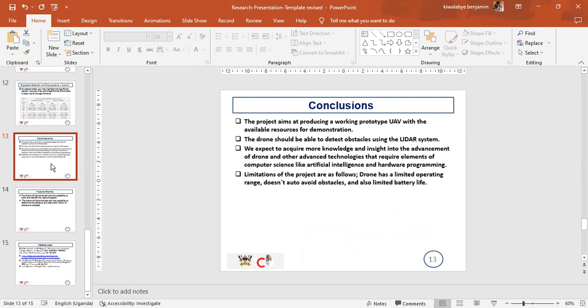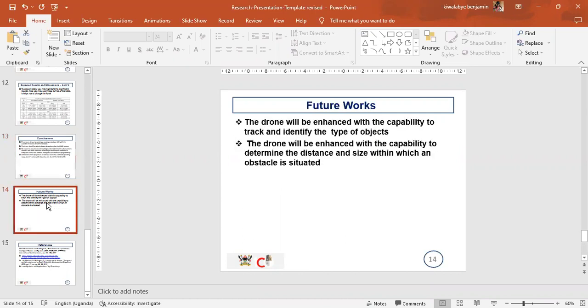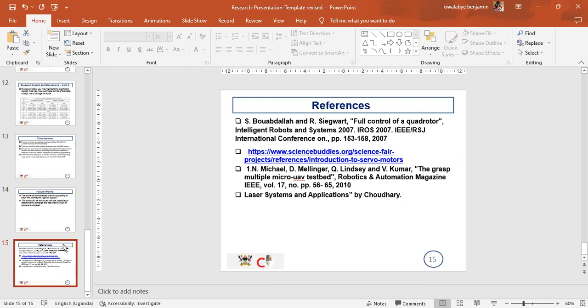The project aims at producing a working prototype UAV with the available resources for demonstration. The drone should be able to detect obstacles using a LiDAR system. We expect to acquire more knowledge and insight into the advancement of drones and other advanced technologies that require elements of computer science like artificial intelligence and hardware programming. In our future work, the drone will be enhanced with the capacity to track and identify the type of objects, and to determine distance and size.